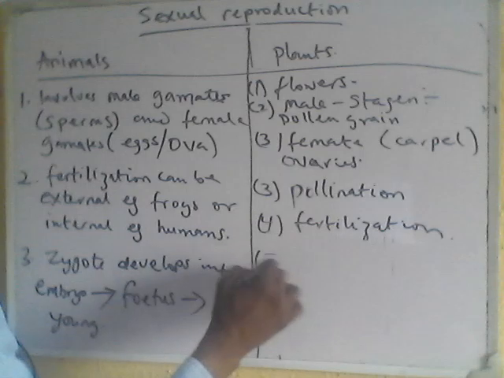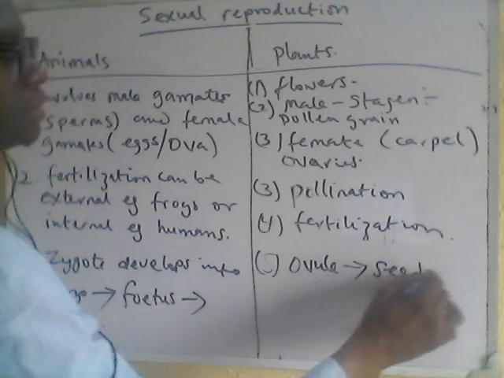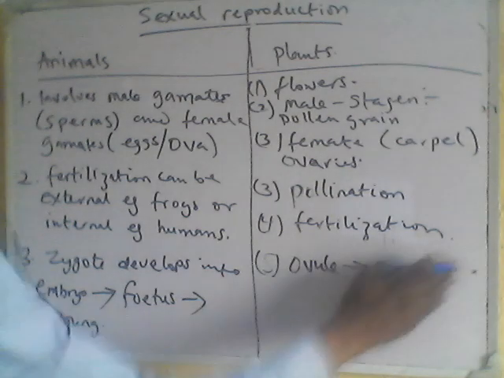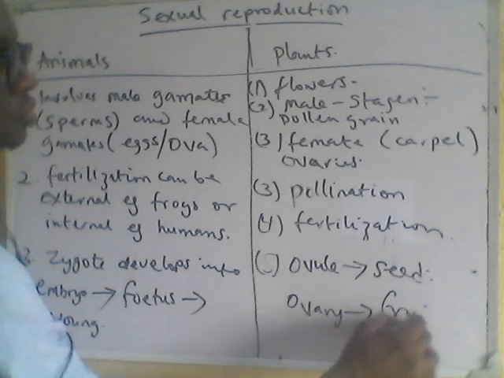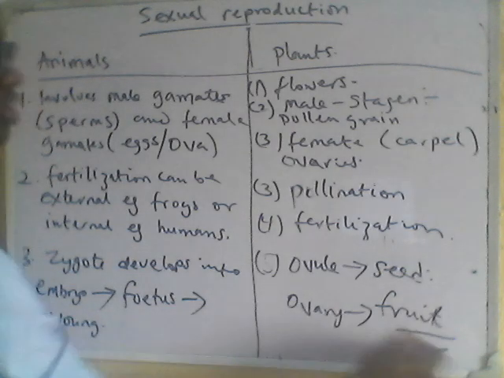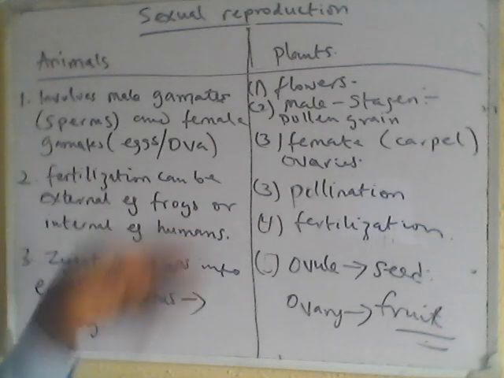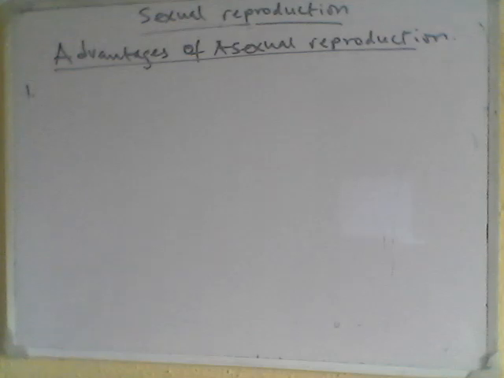So here I have ovule turns to seeds, and ovary turns to fruits. So this is how fruit is the final thing that is produced from the reproduction process. So this is just the difference between animal sexual reproduction and plant sexual reproduction.